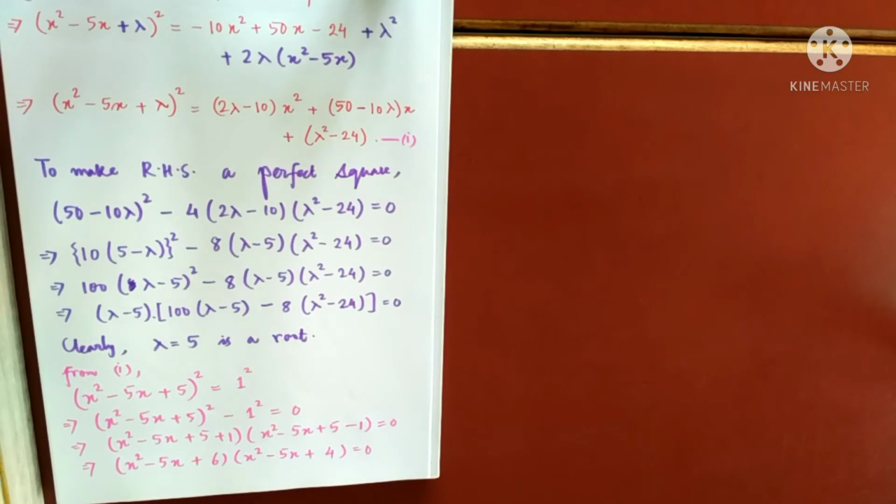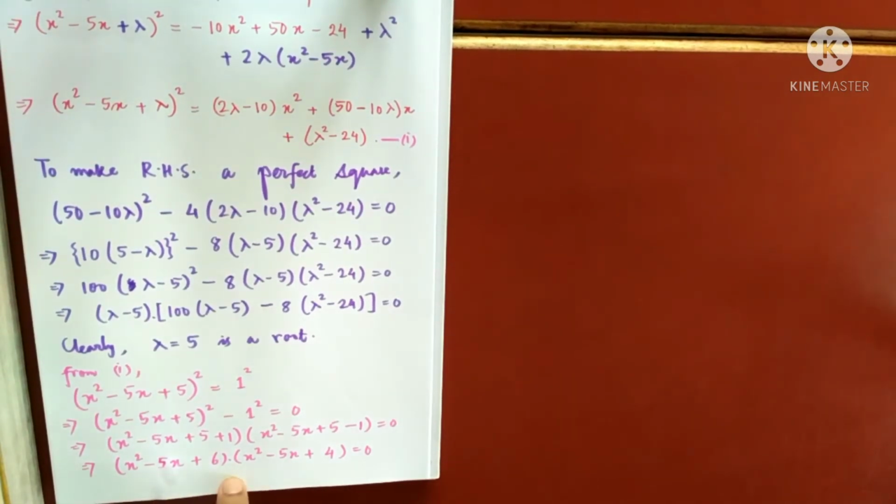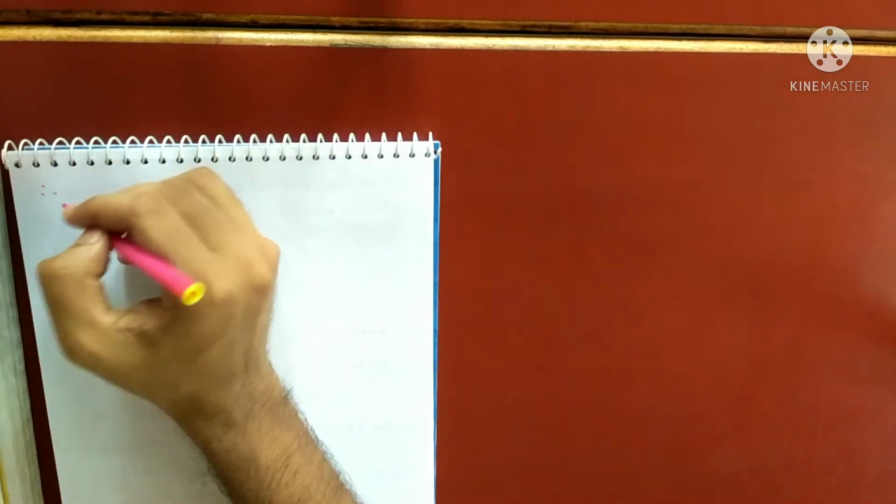Either this equals 0 or this equals 0. So eventually you have to solve two quadratic equations. This was the reason why we were trying to express it as a perfect square. So either this equals 0 or this equals 0. So let's solve this.